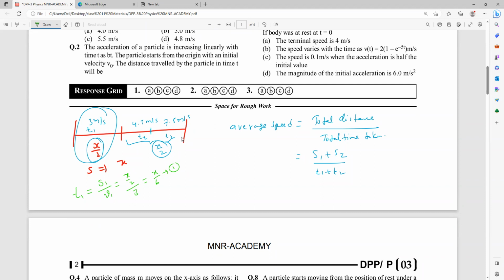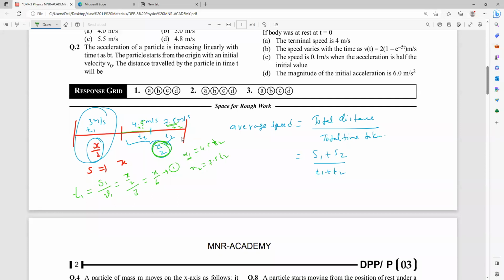Next, case 2. Observe total distance is x by 2. So the distance covered with 4.5, I will assume as x1, and the distance covered with 7.5, I will assume as x2. From that, I know total is x by 2. So x1 is equal to 4.5 times t2. Is it right or wrong? Same way, x2 is equal to 7.5 times t2. Yes or no?